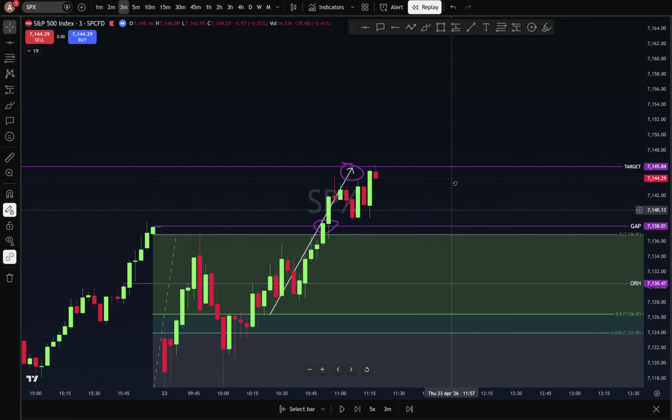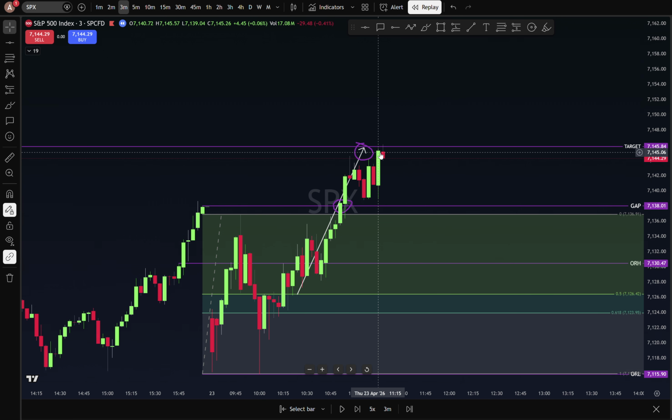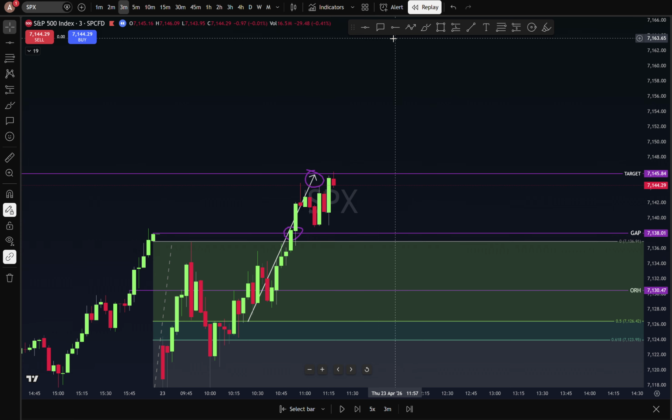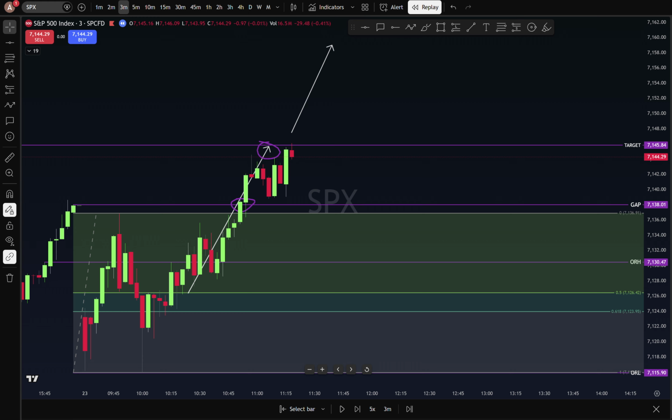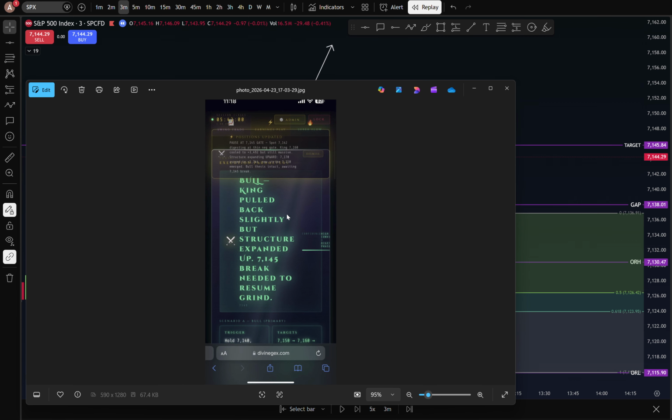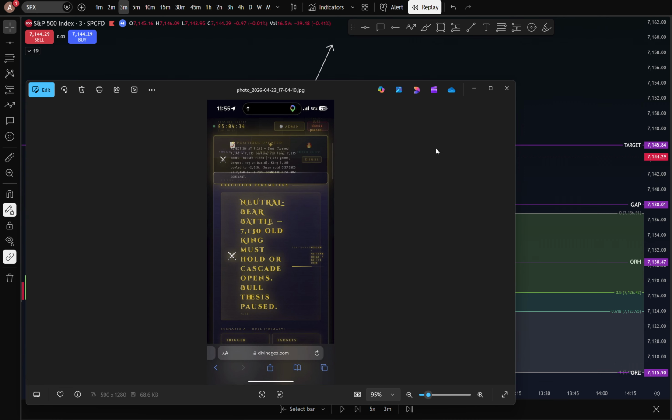Okay, now what we're gonna do, our target hit. If you want to play another setup, we need SPX to close above 71.45. Okay, so then we're gonna target upside. The whole candle needs to close above, with the wick, everything closing above 71.45, then we're gonna target upside. If not, then it's gonna dump. So what we're gonna do here, we're gonna look at the second one.